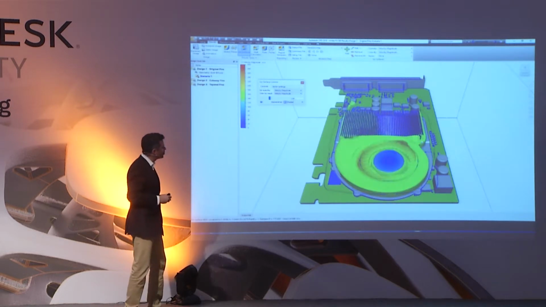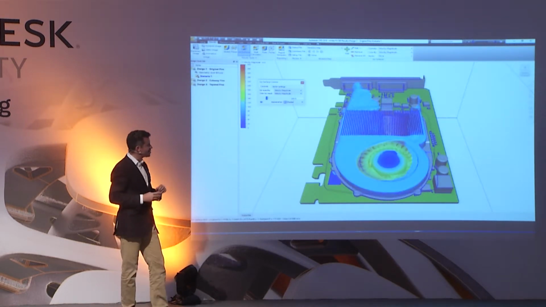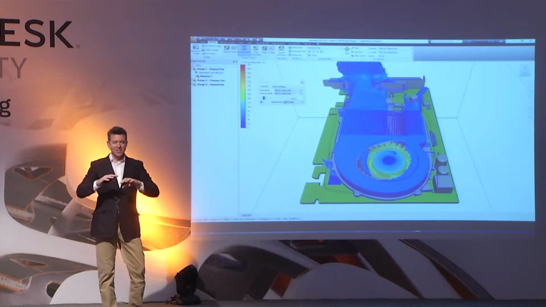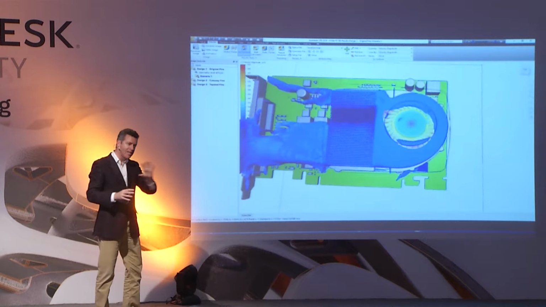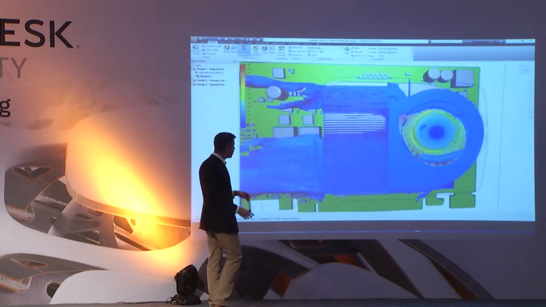Now, there are many different tools for visualizing this. One example is what's called an ISO volume. This shows us areas of the model where the air is traveling at a certain speed, and it gives us a sense of the airflow balance.